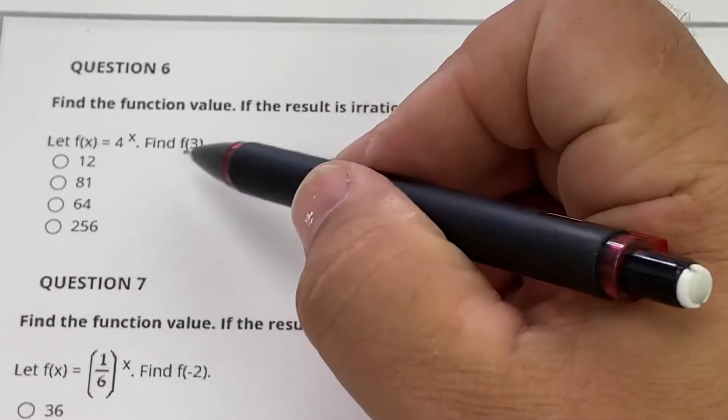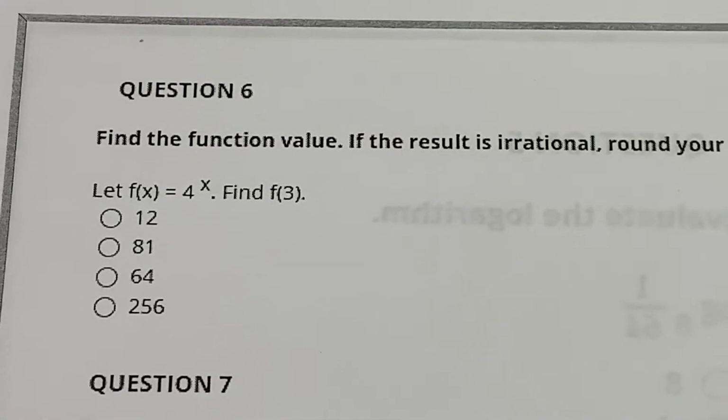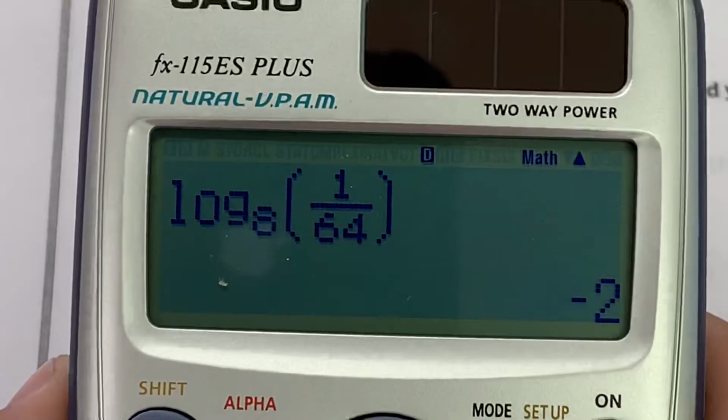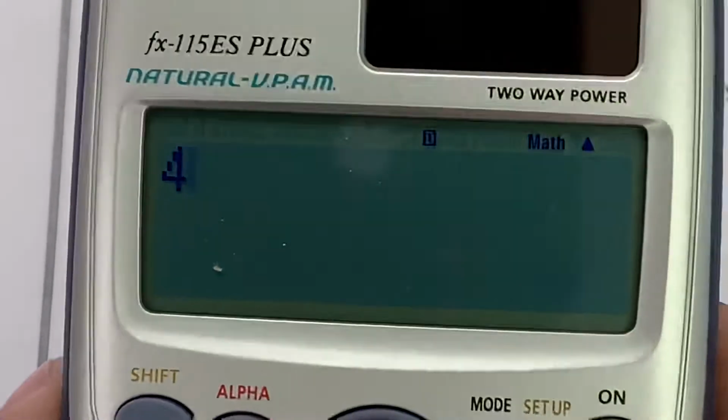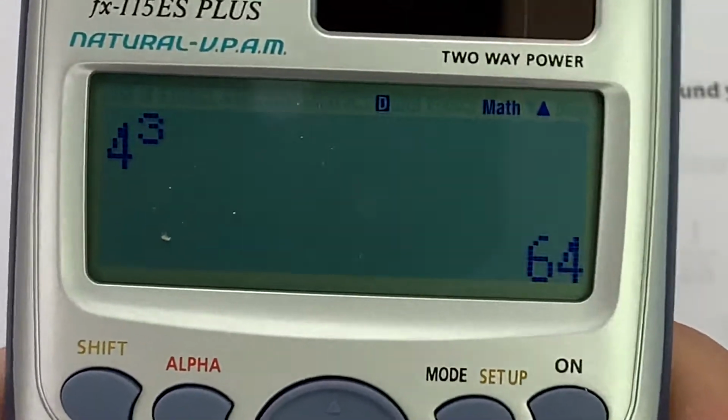So this one, it says 4 to the x, find f of 3. 4 to the x, evaluate f of 3. So we're just going to plug that in. So we're just going to do 4 to the third. So you're going to type in 4, hit the exponent button, and then type in 3, and it should equal 64.